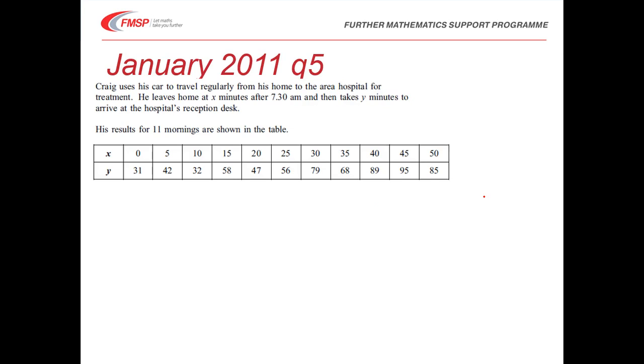Our next question is January 2011, question 5. Similar idea, we've got 11 pieces of data, which is quite nice. And what have we got to do here? Craig uses his car to travel regularly from his home to the area hospital for treatment. He leaves home X minutes after 7:30 AM and then takes Y minutes to arrive at the hospital. So there's my data.